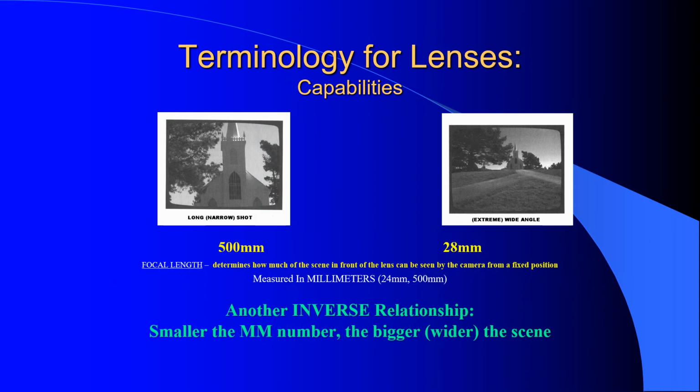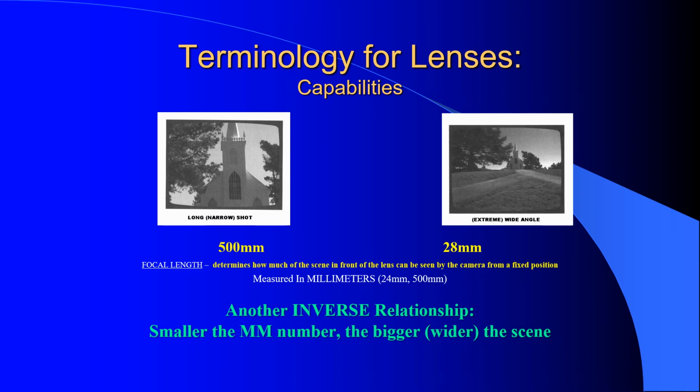Again, like the iris and f-stops, this is an inverse relationship. The number of the lens, either a 28 millimeter lens or a 500 millimeter lens, the smaller the number, the wider the scene. The larger the number, the more focused, the narrower the scene of the focal length.